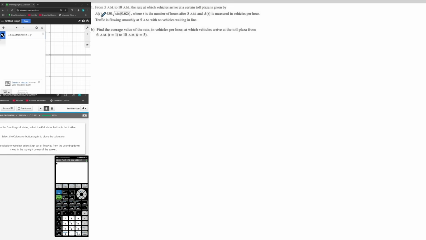So if we were given the number of vehicles and then asked for the average rate, then we would use the slope formula. But if we're given the rate and then we're just asked to find the average value of the rate, it's basically saying find the average value. So here we're just going to do the same thing we did in the previous question. It's going to be 1/4 because that looks like our interval. 1/4 times the integral from 1 to 5 of A of t dt, okay?